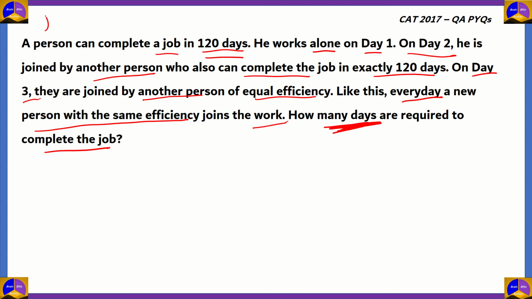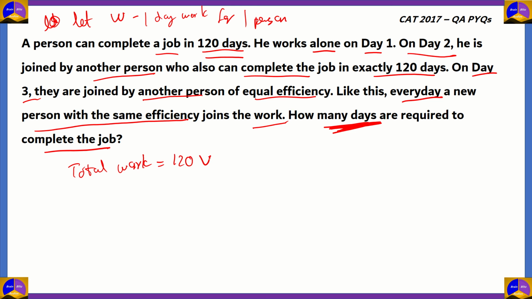So we will consider W equal to 1 day's work for one person. Now, that means the total work that we require to be completed will be equal to 120 times 1 day's work, so 120W. Now, in order to better understand the progression that's happening here, let's build a table. This is, again, another important method of solving QA questions.